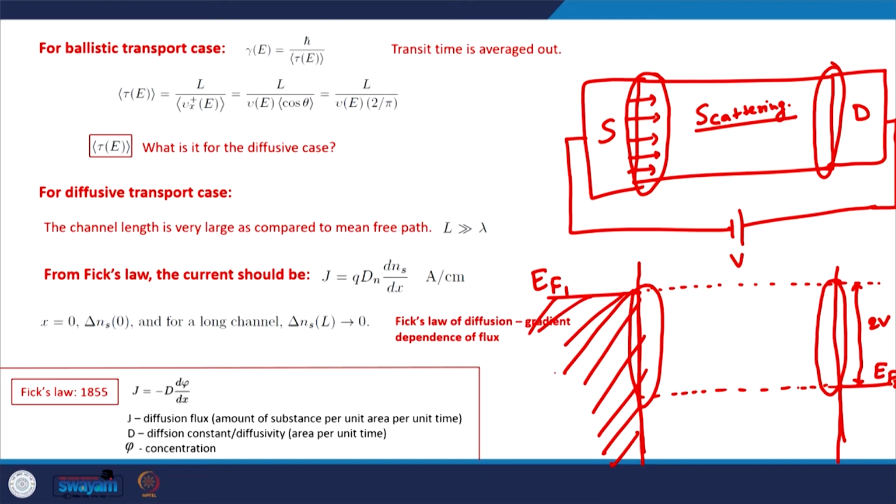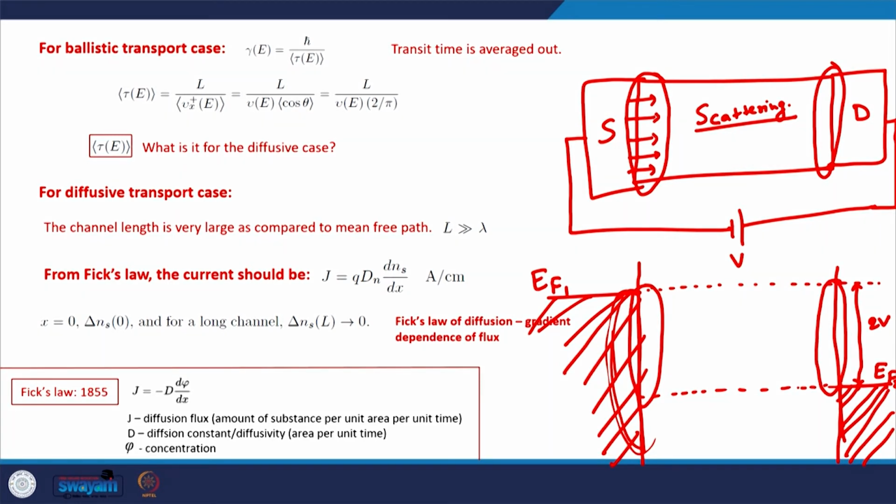So, the source contact is trying to fill all the electronic states up to this energy level, and the drain contact is trying to fill all the electronic states up to this energy level. So, the electrons are available up to EF1 here, and there is an excess of electrons as compared to the drain side. Okay.